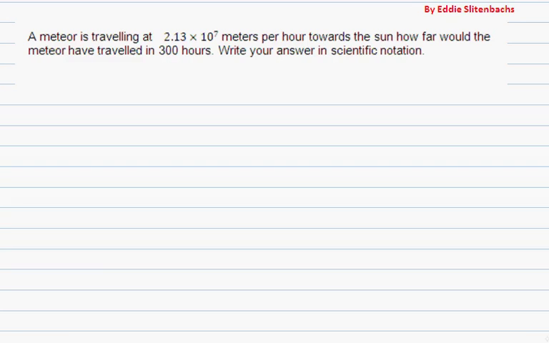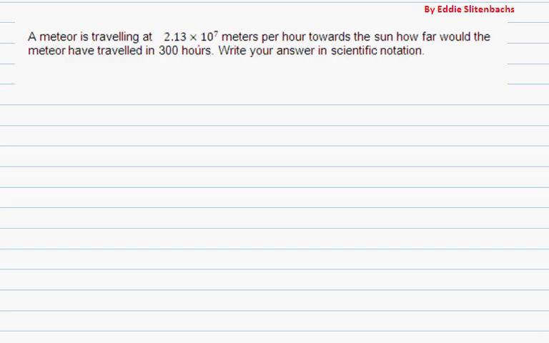We're looking at this question. It says a meteor is travelling at 2.13 times 10 to the 7 metres per hour towards the sun. How far would the meteor have travelled in 300 hours? Write your answer in scientific notation.